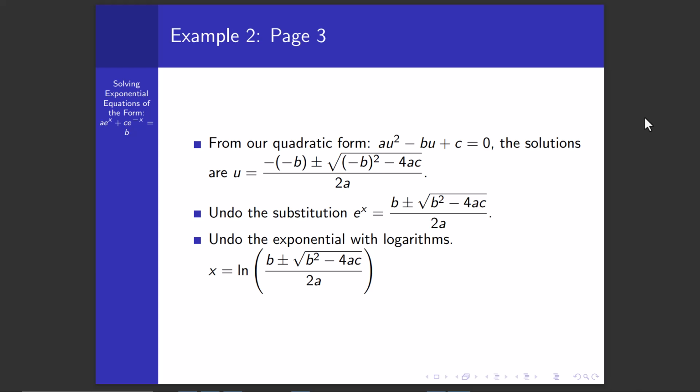Remember that u was equal to e to the x. So now we have e to the x is equal to b plus or minus the square root of b squared minus 4ac, divided by 2a. And of course, now we can undo the exponential with logarithms, and we end up with x equal to the natural log of that formula, b plus or minus the square root of b squared minus 4ac, all of that divided by 2a.